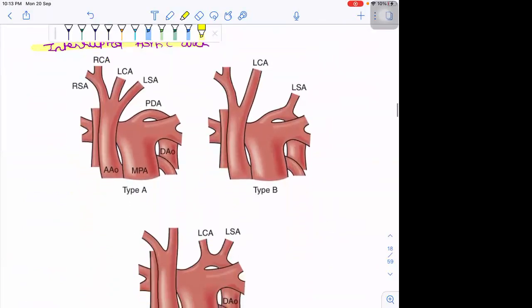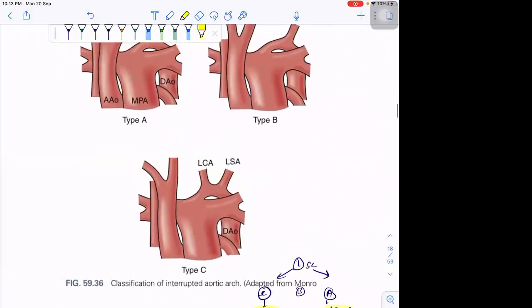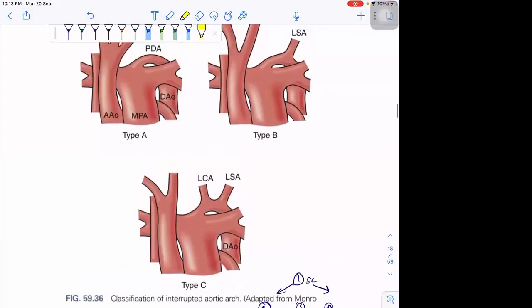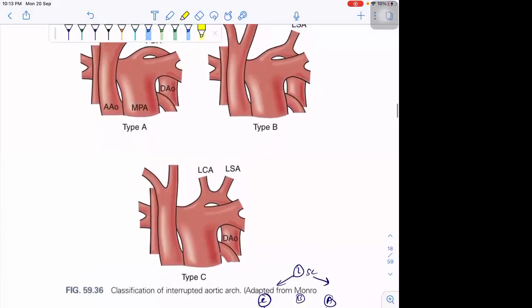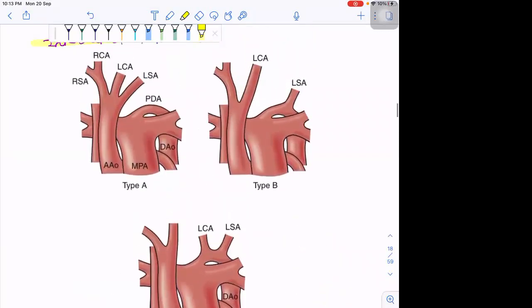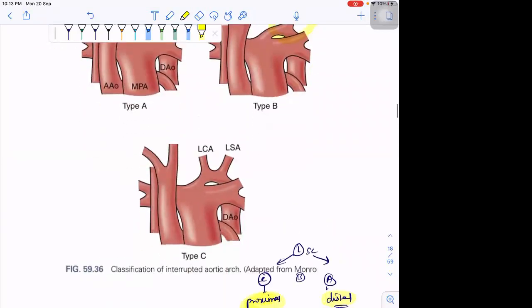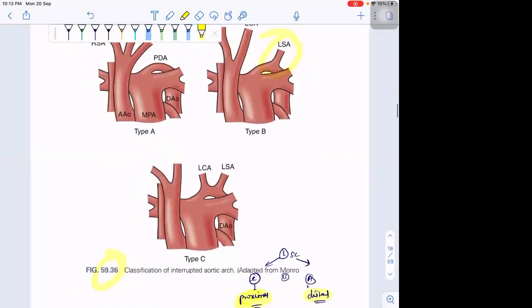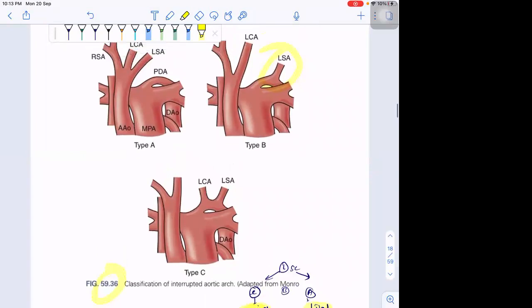So interrupted aortic arch. What is interrupted aortic arch? Then we come to the classification of interrupted aortic arch. There are 3 classifications, types A, B and C, and they can ask what type A is. Everything is based upon the left subclavian artery, figure 59.36.